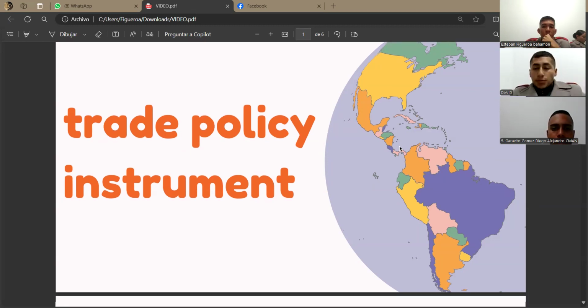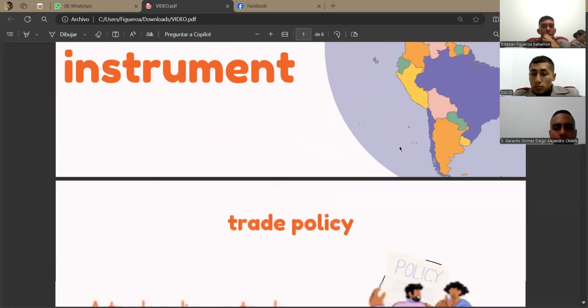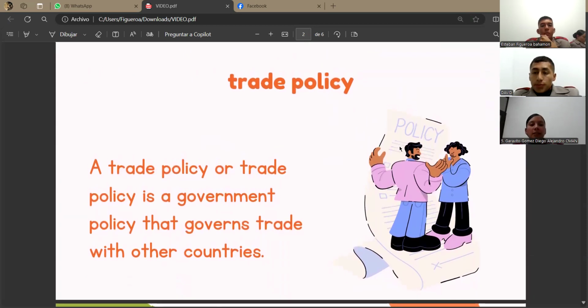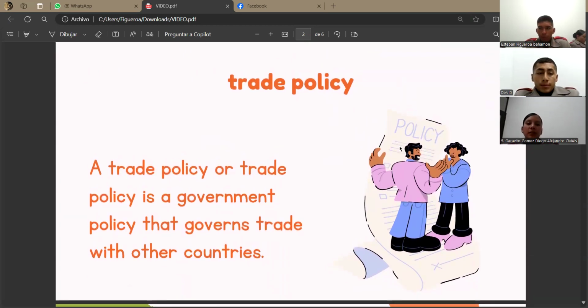So first, what are trade policy instruments? A trade policy is a government policy that governs trade with other countries. This covers tariffs, trade subsidies, import quotas, voluntary export restraints, prohibition and restriction on the establishment of foreign outlets, regulation of trade in services, and other barriers to international trade.